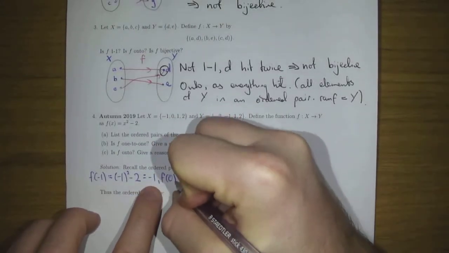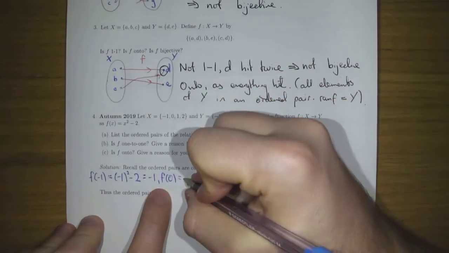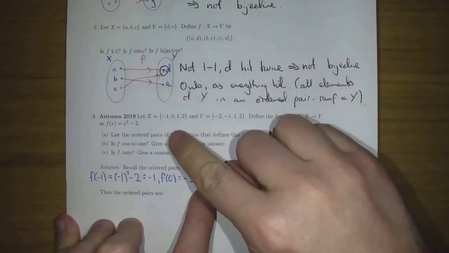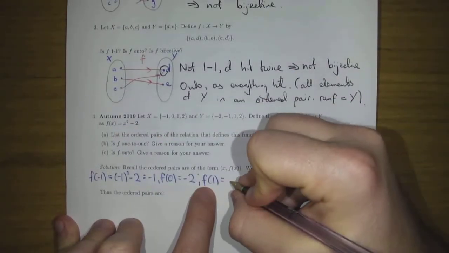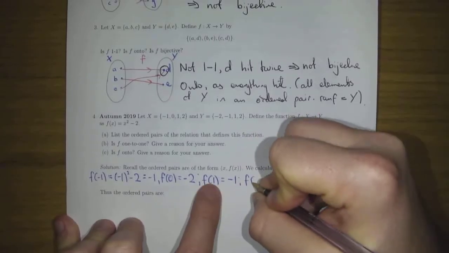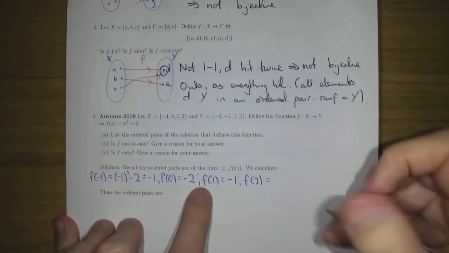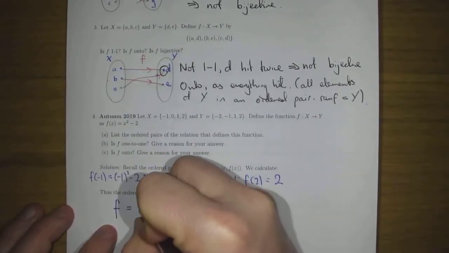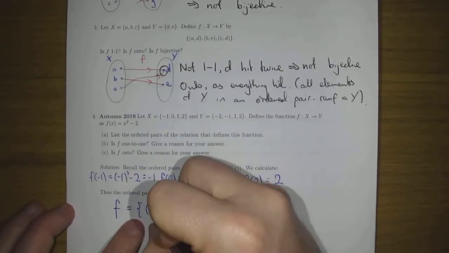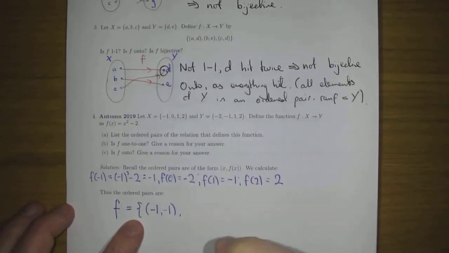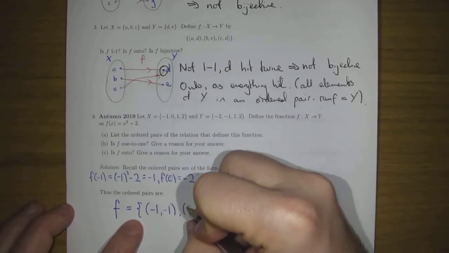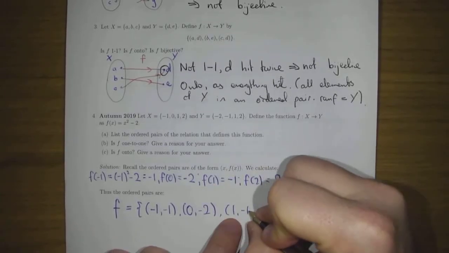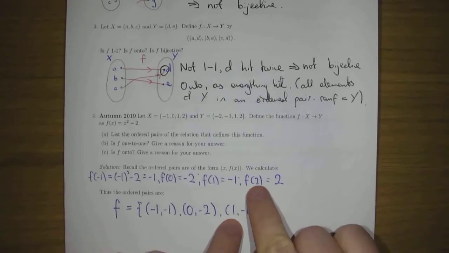Let's input 0. You get 0 squared, which is 0, minus 2 is minus 2. And then input 1. So we put 1 into this, you get 1 squared is 1, minus 2, 1 minus 2 is minus 1, and finally input 2. You get 2 squared, which is 4, minus 2, which is 2. So the ordered pairs: f is equal to input minus 1, output minus 1, input 0, output minus 2, input 1, output minus 1, and input 2, output 2.